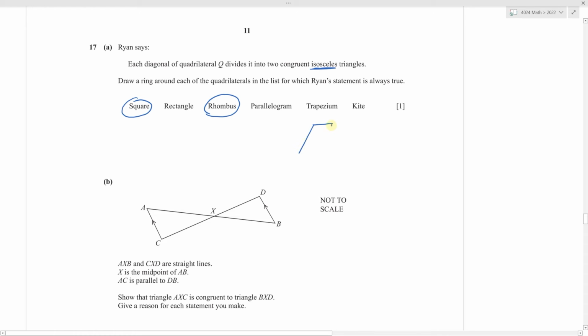Trapezium looks something like this. So again, this side is not necessarily equal to this side, is not necessarily equal to this side. So you don't have an isosceles triangle. This triangle is not isosceles. This triangle is not guaranteed to be isosceles. So this is not always true. Let's look at kite.